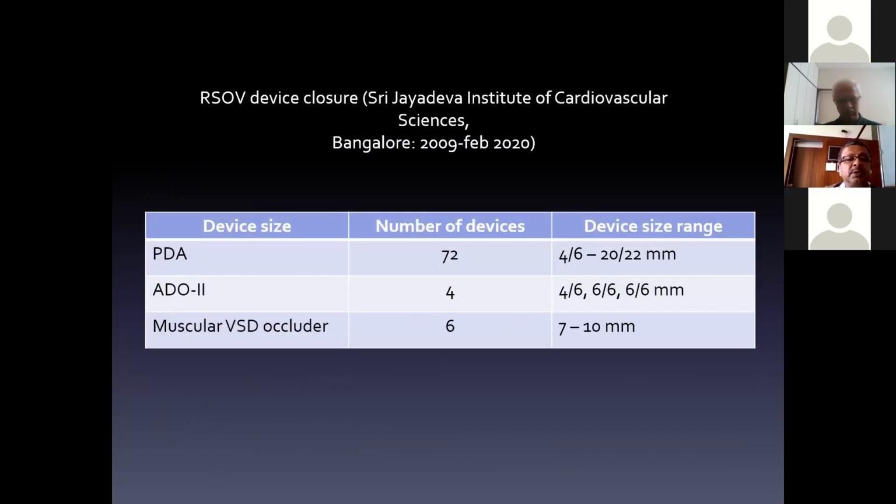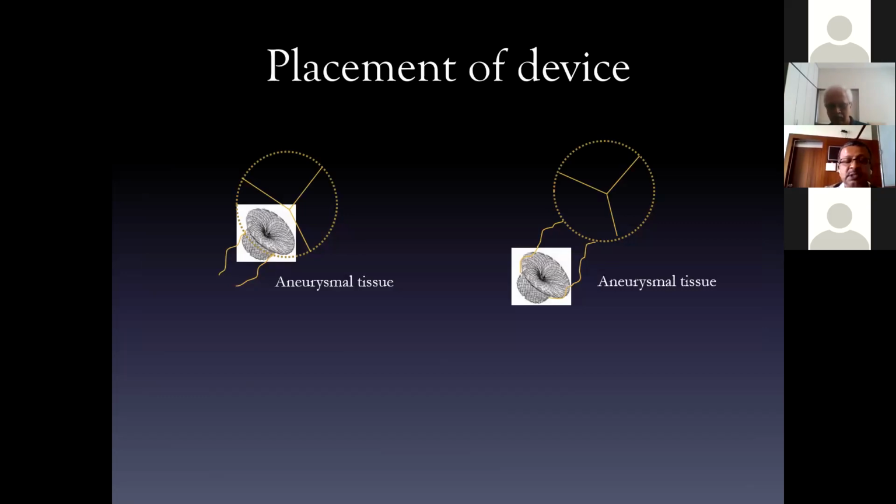So you could see here on the slide, almost 85 to 90% of cases you can get away with the PDA device. That's good enough. Muscular VSD devices were used in a few, and ADO2 in some with residual shunts. I have put in more than one device in 1 or 2 cases. Then we have used this ADO2, though primarily ADO2 is not a device for this. Maybe now with the Konar device, I think we can close antegradely or retrogradely, either way, very, very easy to use, some of these small to moderate size RSOVs.